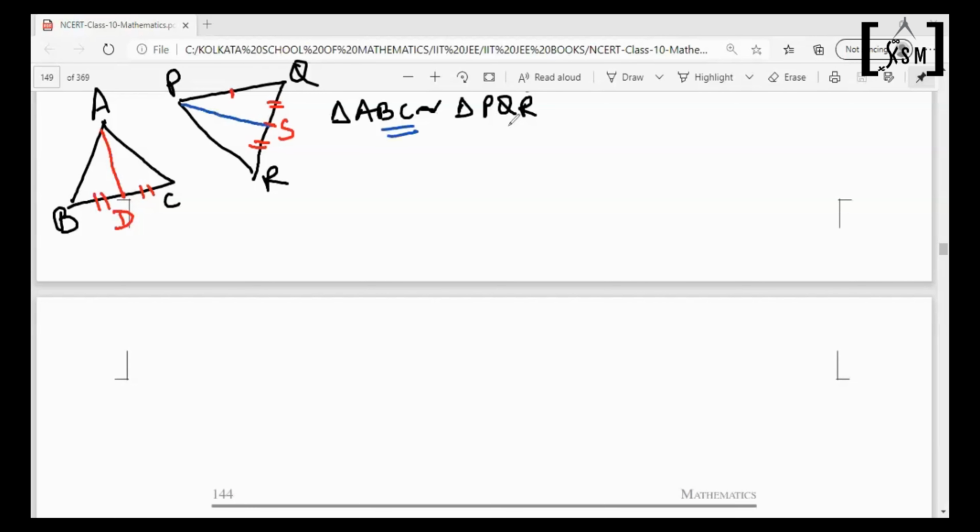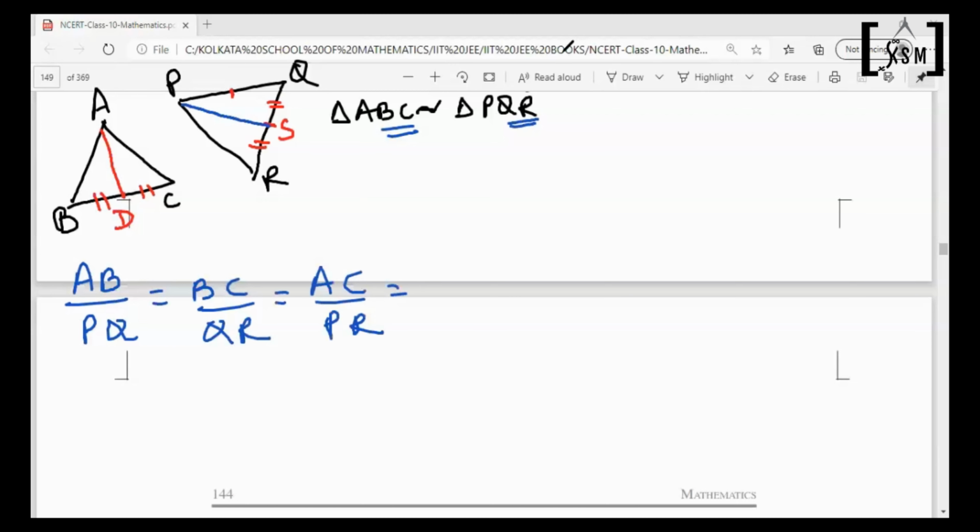Side BC and side QR, corresponding side ratios. I compared BC with QR, right? Right, sir. So if it is given that D is a midpoint of BC and S is also a midpoint of QR, it means that line AD is called a median, right? You know median, right? Yes, sir. Median means the line joining the vertex to the midpoint of the opposite side. So line AD is the median and line PS is also a median. So you can say that, let me write everything: AB ratio PQ will be equal to BC ratio QR, will be equal to AC ratio PR, will be equal to the median ratio AD ratio PS.